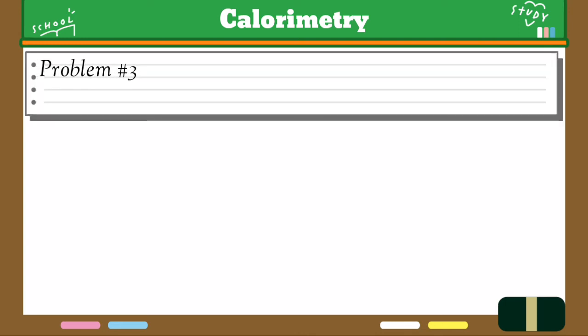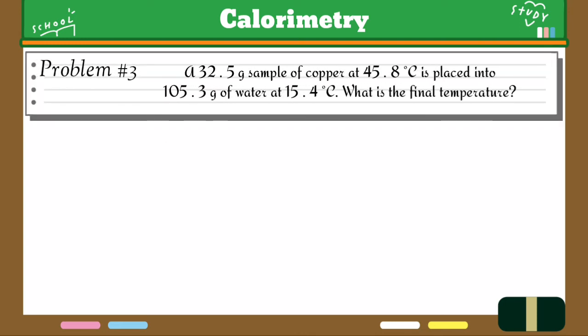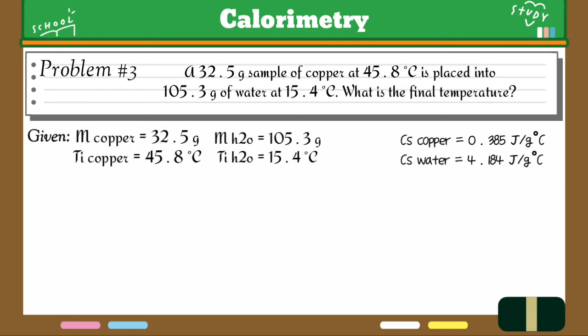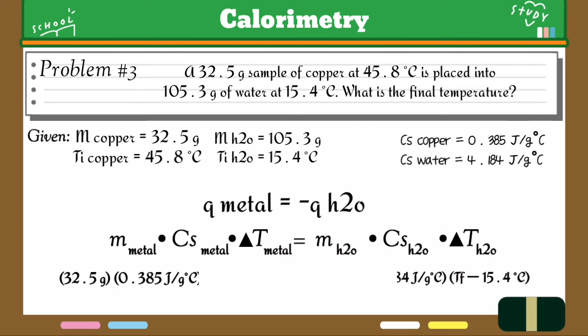Problem number 3. A 32.5 gram sample of copper at 45.8 degrees Celsius is placed into 105.3 grams of water at 15.4 degrees Celsius. What is the final temperature? And we're given the specific heat capacity of copper and water. So we're gonna identify each given. We're gonna use the formula heat of metal is equal to the negative heat of water. And we're gonna expand that, putting in all the values that we found.